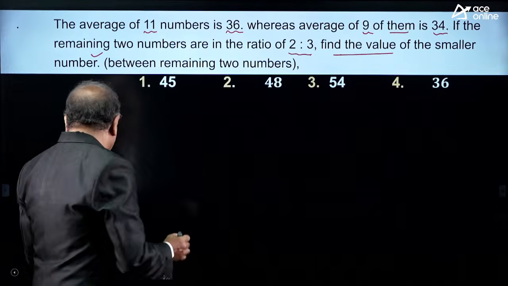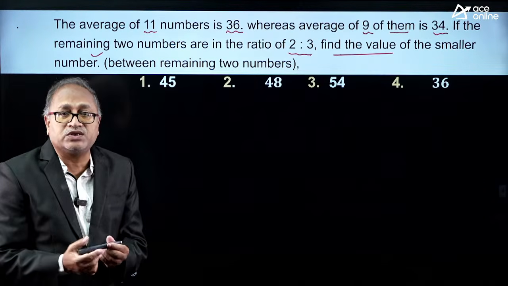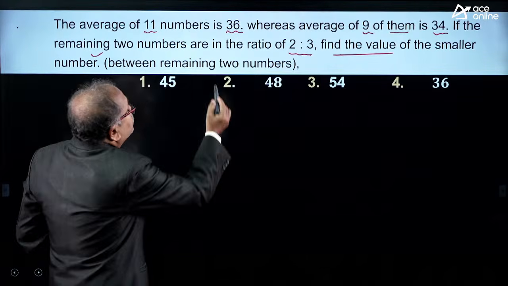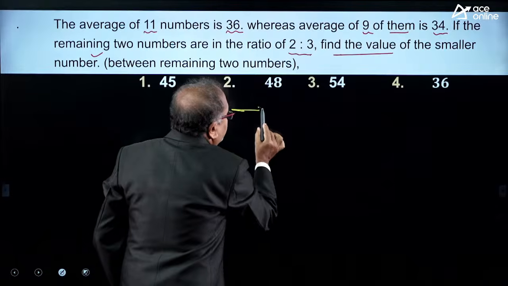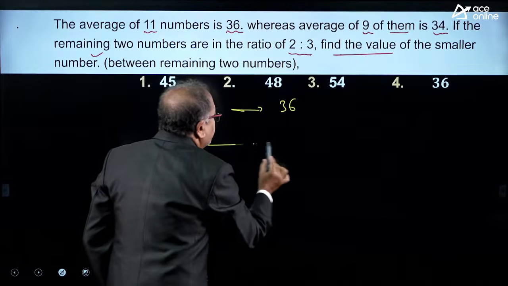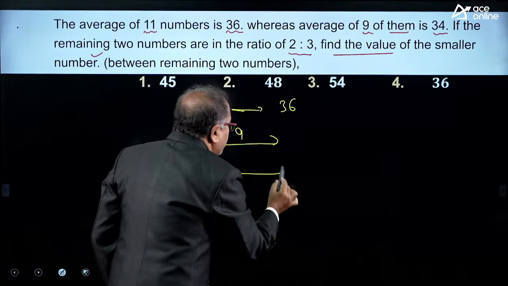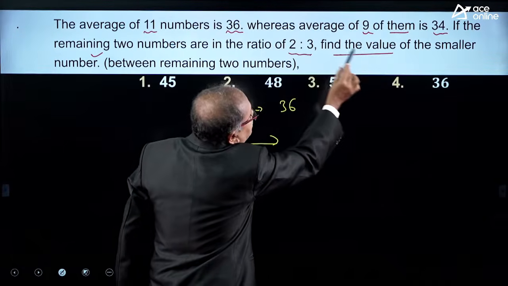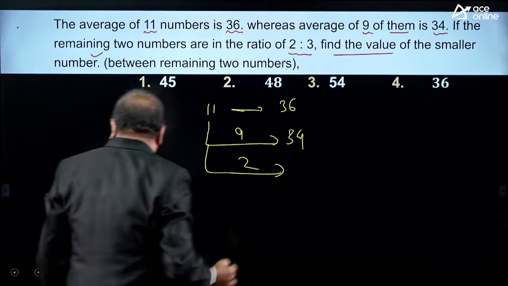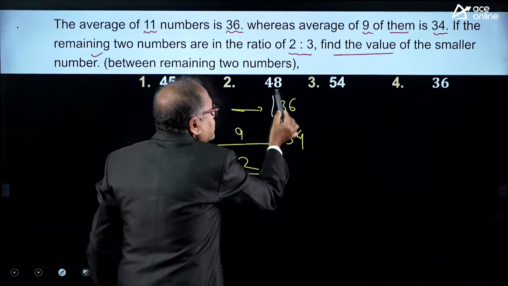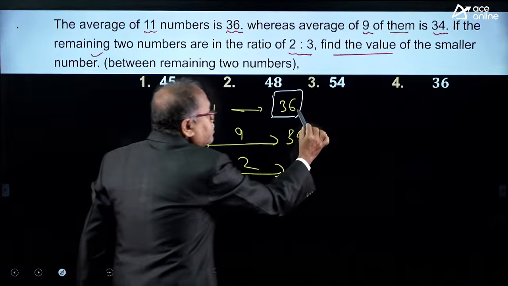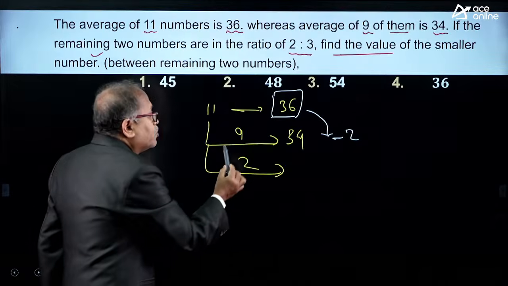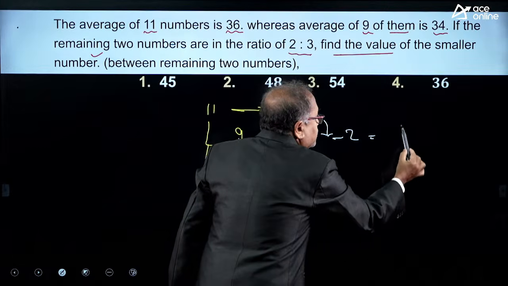Well done. So what is the way to answer this question in the shortest way? Please check the way I am answering the question. Did you follow it, or did you follow a better method? 11 numbers are there, and their average is 36. Out of 11 numbers, there are 9 numbers, and then another remaining 2 numbers. The 9 numbers' average is already given to us, that is 34. So I can see that this 34 for 9 numbers is less than the overall average. How much less? It is 2 less. So for an average that is 2 less, the total will be how much less? 9 into 2, that is 18 less.